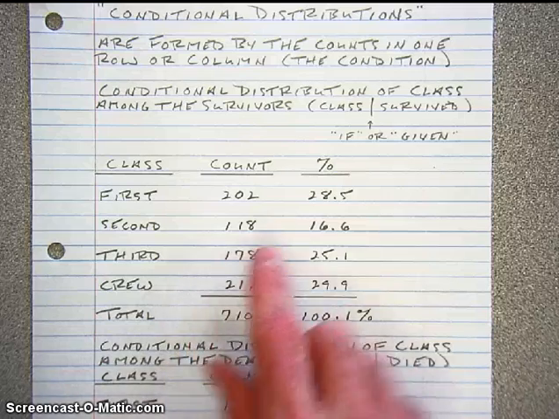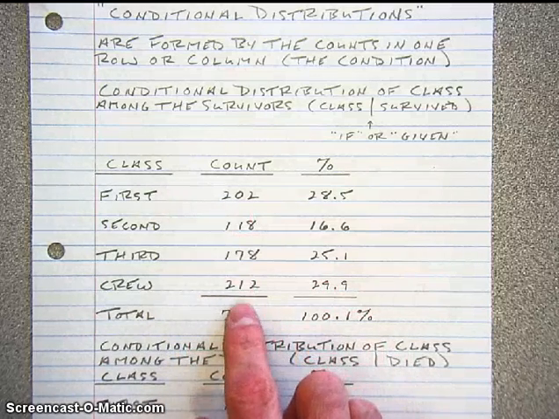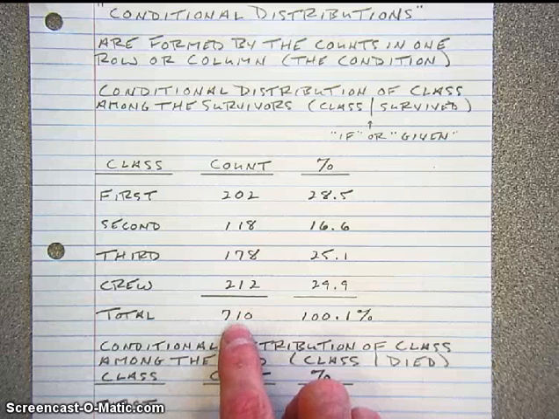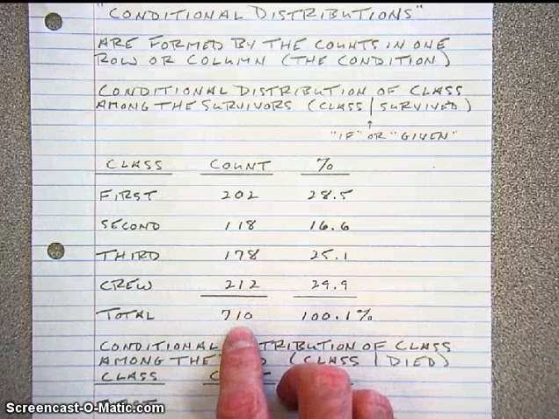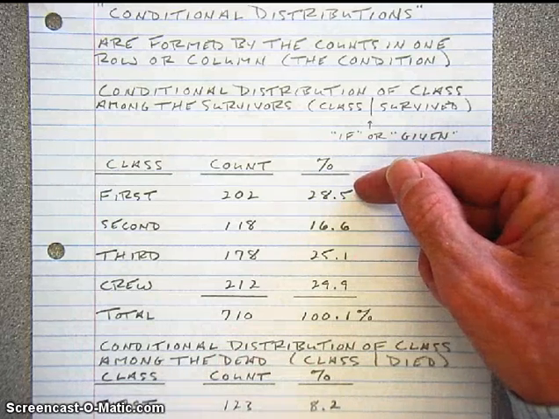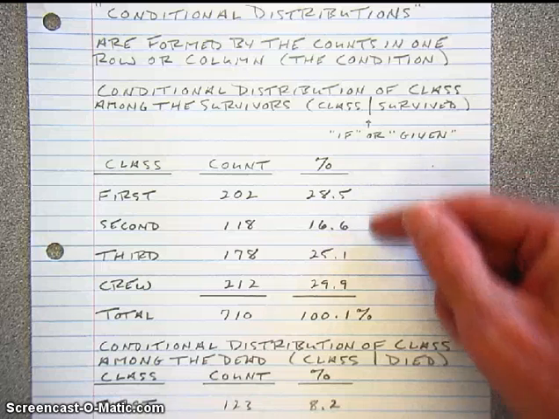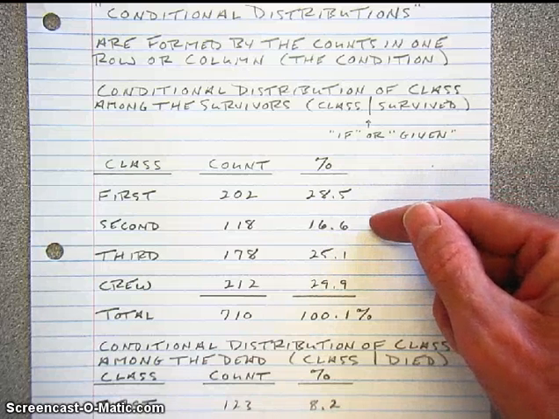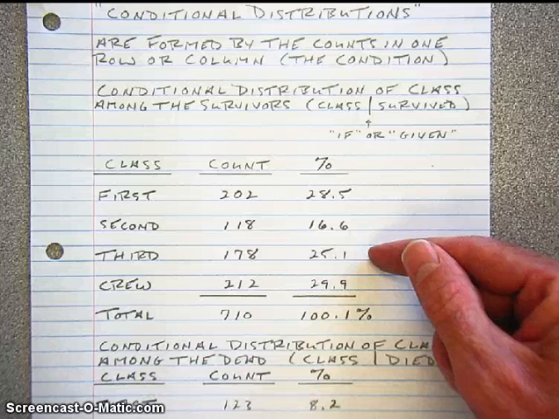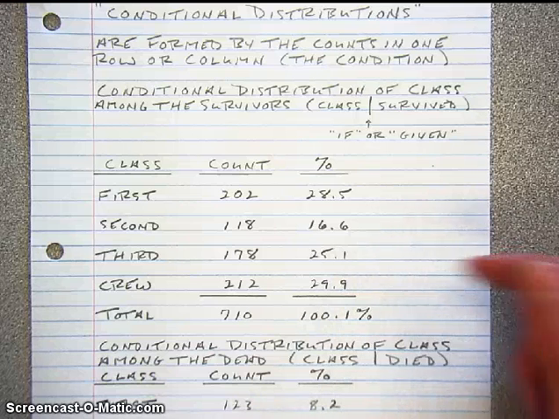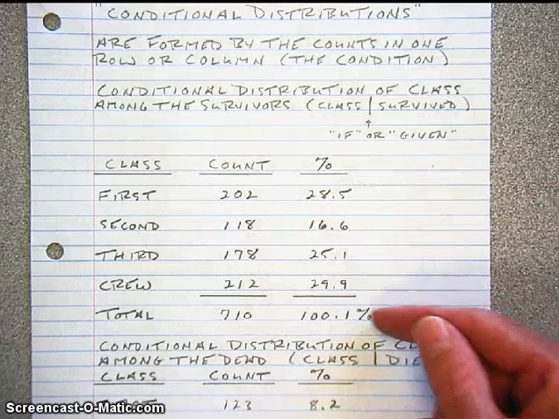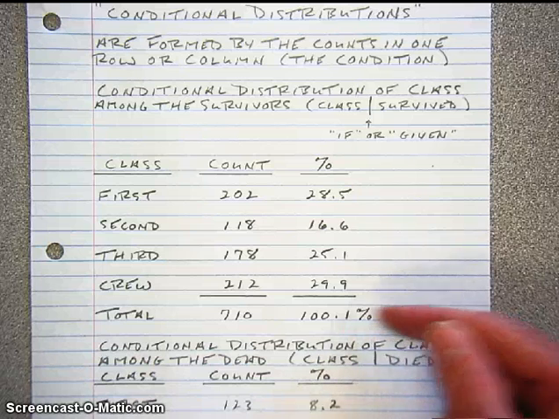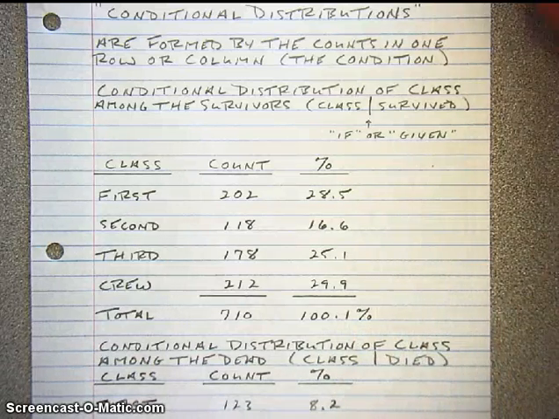We just basically took the left column of the table here and copied those counts out. Then if we want to see how these are distributed as a percentage of the total of the survivors, we divide each of these counts by 710, the column total, and then multiply by 100%. So 28.5% of the survivors were in first class, 16.6% in second class, 25.1% in third class, and 29.9% were among the crew. These percents total up to 100.1%. That slight discrepancy from 100% is just because of rounding error.